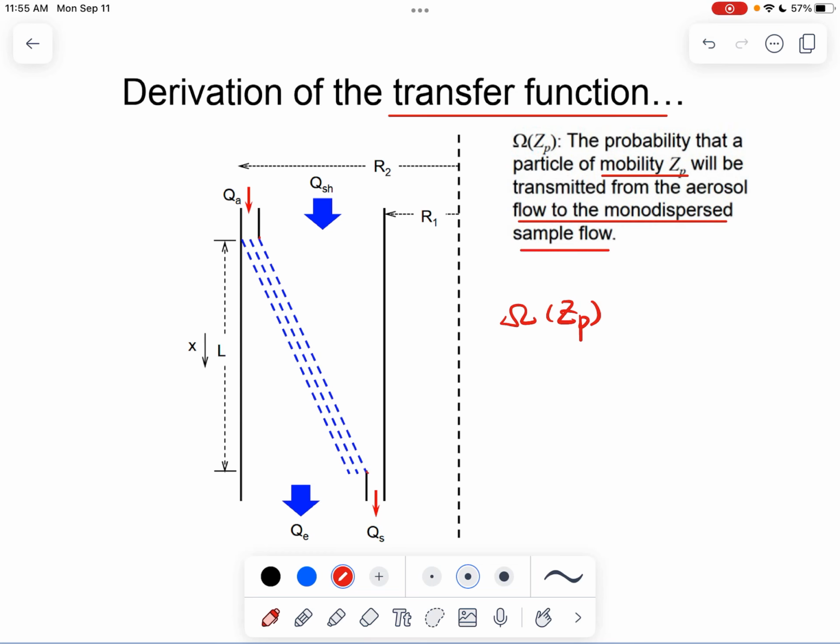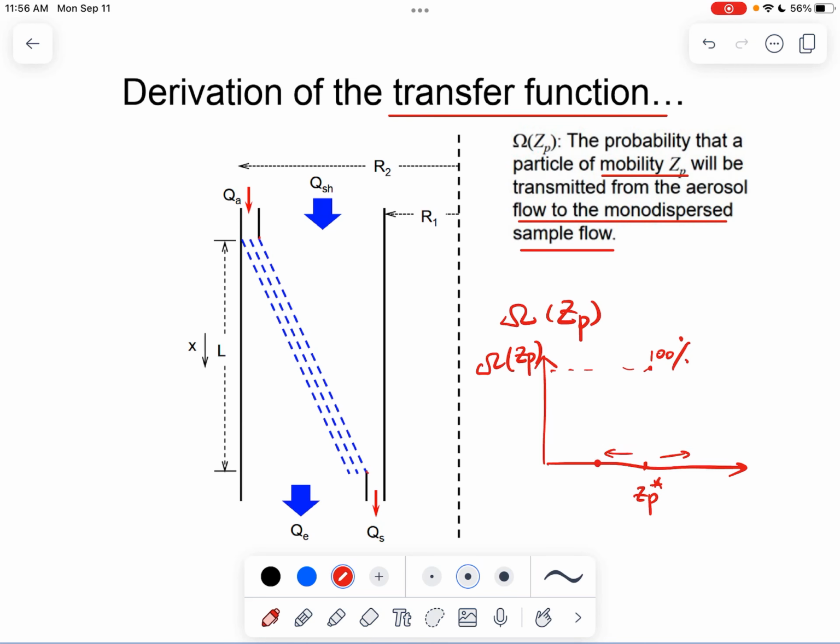So the transfer function is the probability that a particle of mobility Zp will be transmitted from the aerosol flow to the monodispersed sample flow. Okay, so basically this is the probability function that particles of any mobility can get selected. So if you think about what we have shown already, if we plot the Zp, if the particles have the perfect mobility, then they're definitely going to get collected. So they're going to have a 100% collection efficiency.